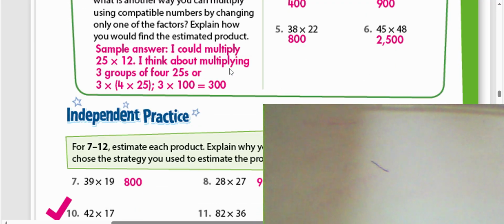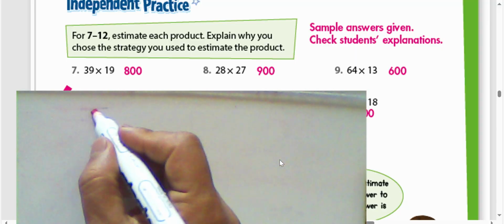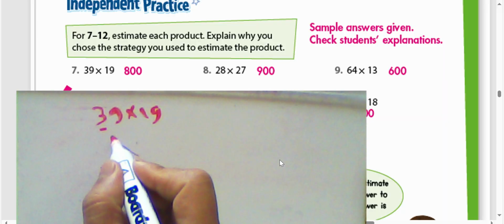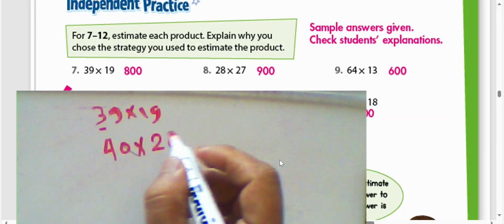Next question. In this example, estimate each product. Estimate, okay. Round by choosing the strategy to use. We want to find the answer by using approximating or estimating or rounding to the nearest tens. 39 product by 19. 39 nearest to 40, and 19 it will be 20.